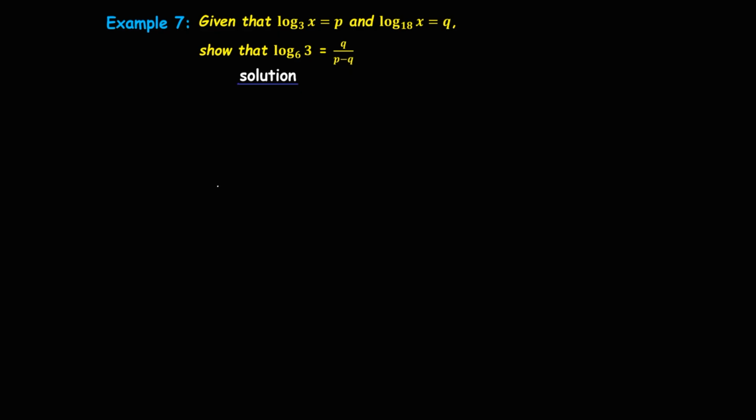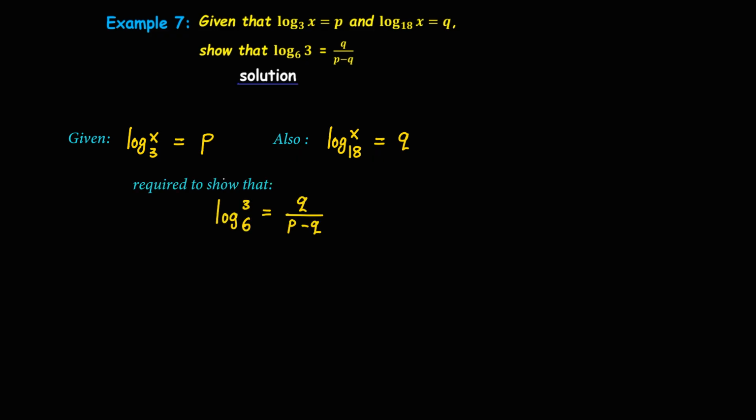Example 7. Given that log of x base 3 equals p and log of x base 18 equals q, show that log of 3 base 6 equals q divided by p minus q. We are given log of x base 3 equals p and log of x base 18 equals q, and we are required to show that log of 3 base 6 equals q divided by p minus q.